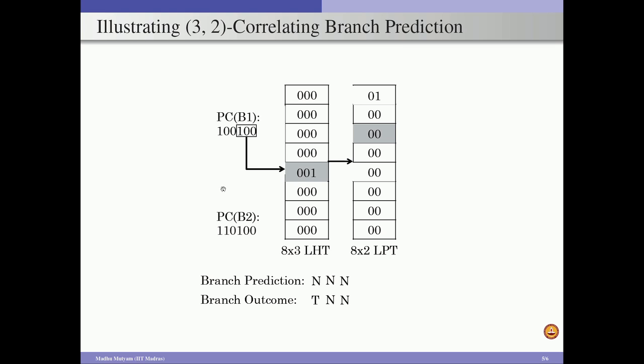So, now again B2 is executed. Now it is pointing to 0 0 1, which is effectively the first location in the LPT, which is 0 0. So, we predict that the branch is not taken, and for all the B2s the outcomes are not taken. So, there is no problem with that. There is no change in this value, but now this is also not taken.